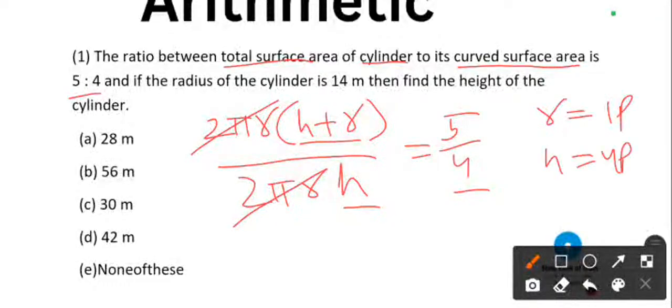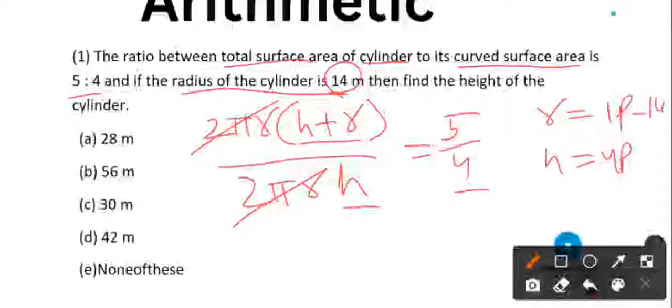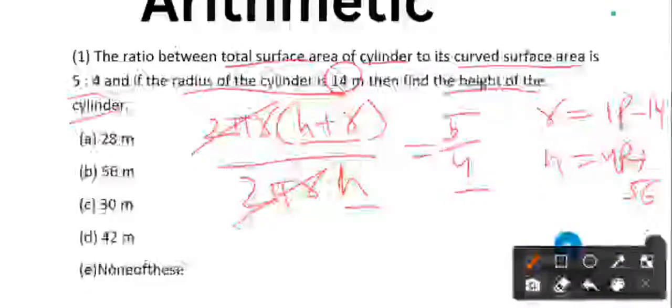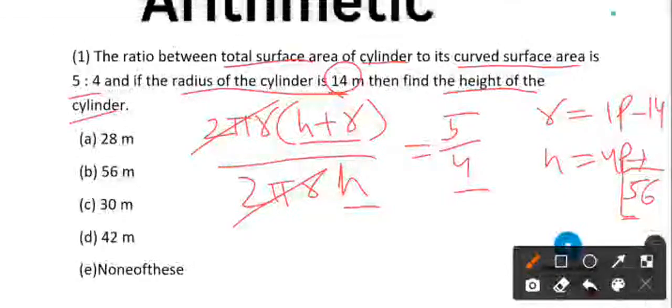In the question it is given that the radius of the cylinder is 14 meters. So 1 part value is 14, means 4 parts value will be 14 times 4, which will be 56. The question asked is find the height of the cylinder. We got the height, which is 56. So answer will be 56. So option B is the answer for this one.